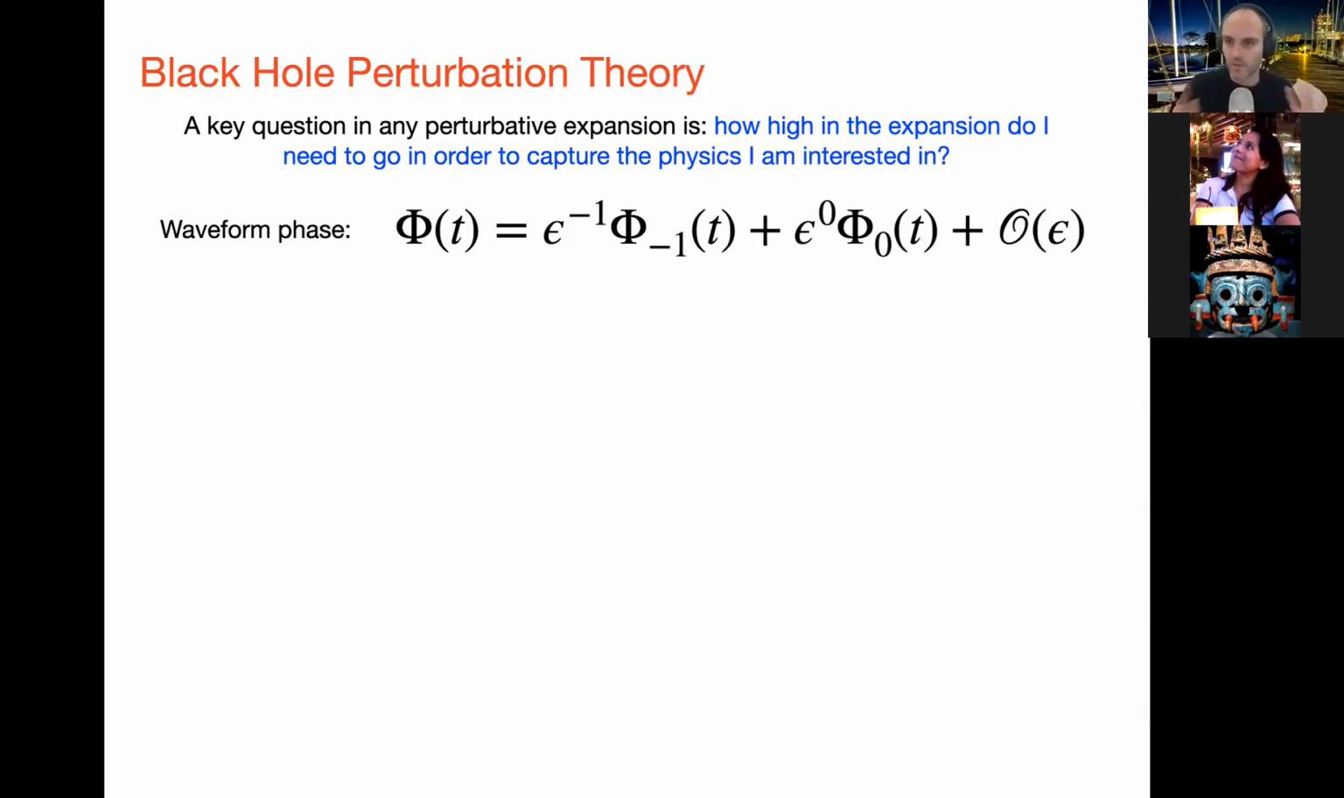Okay, so before we actually go and look at the expansion by putting things in the field equations and expanding and looking at the equations we want to solve, a key question whenever you're doing any perturbative expansion in any area of physics is how high in that expansion do I actually need to go in order to capture the physics I'm interested in, right? At some point you might want to stop calculating Feynman diagrams because you've calculated all the things you care about, even though in principle you could go higher.